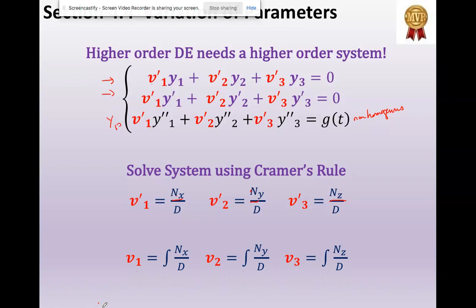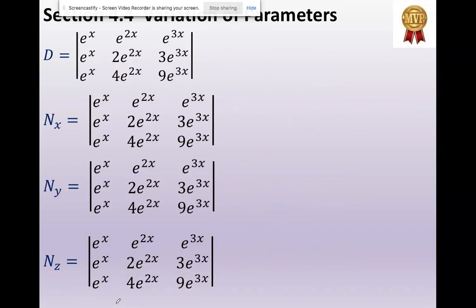Bam! Oh, wait, I forgot. I don't actually want to solve for v prime. I want v, which is where the integral comes in. So, bam, that's what I meant. Notice that I have 4 exact same determinants. They're not going to all be the same, though.